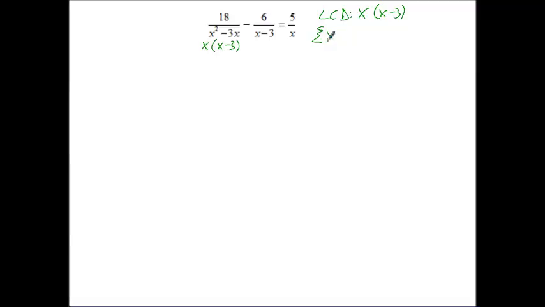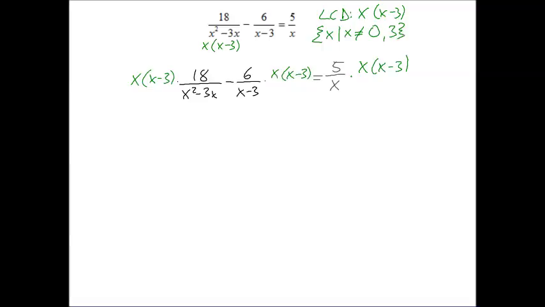Looking for the domain restrictions, x such that x is not equal to, now what can x not be equal to? It cannot be equal to 0 because it multiplies everything else and everything would turn to 0. And it can also not be equal to positive 3. And here are our two domain restrictions. And now I'm going to multiply each of the terms by the least common denominator.